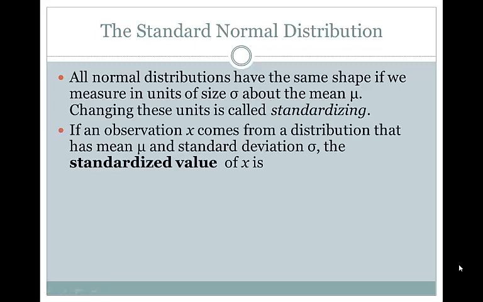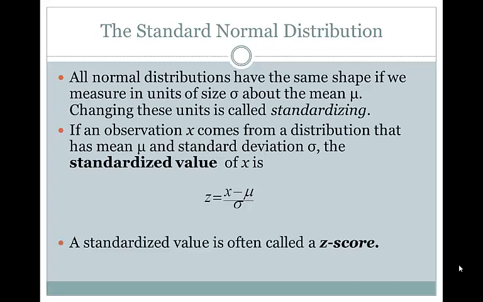If an observation x comes from a distribution that has mean mu and standard deviation sigma, the standardized value is z equals x minus mu over sigma. We find the difference from the score to the mean and then divide by the standard deviation. A standardized value is often called a z-score.